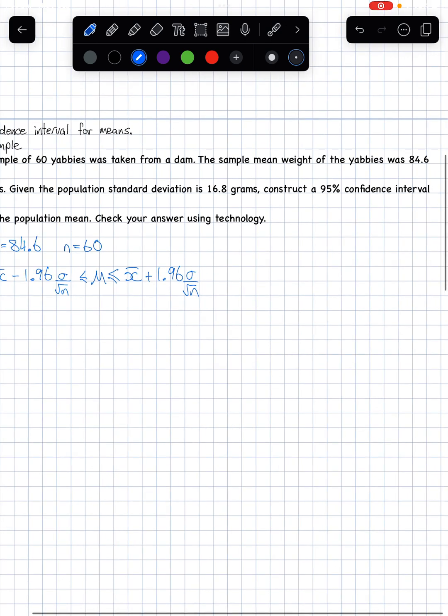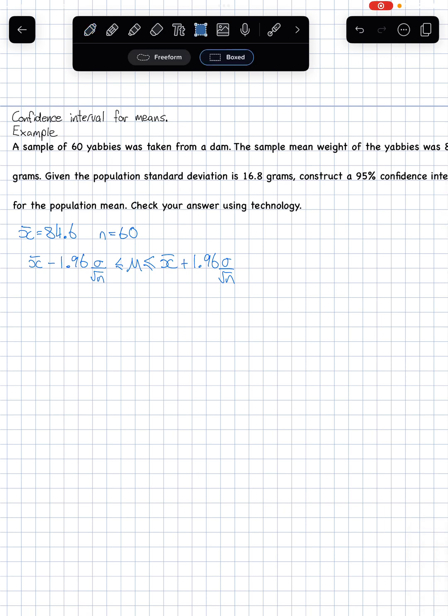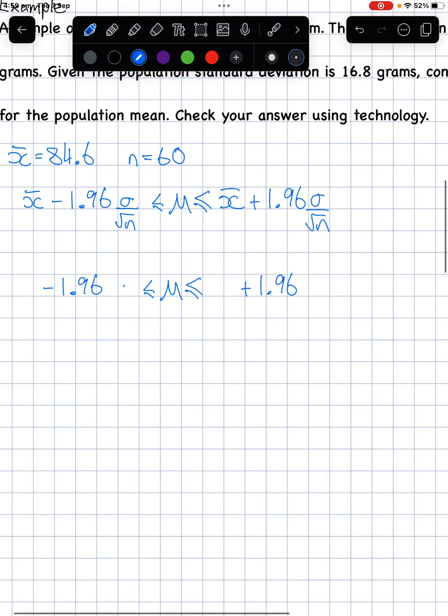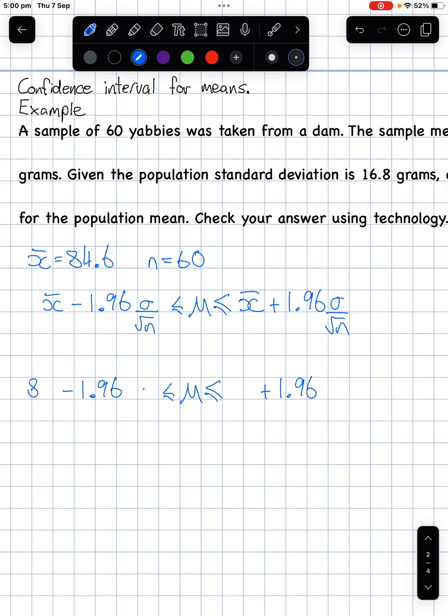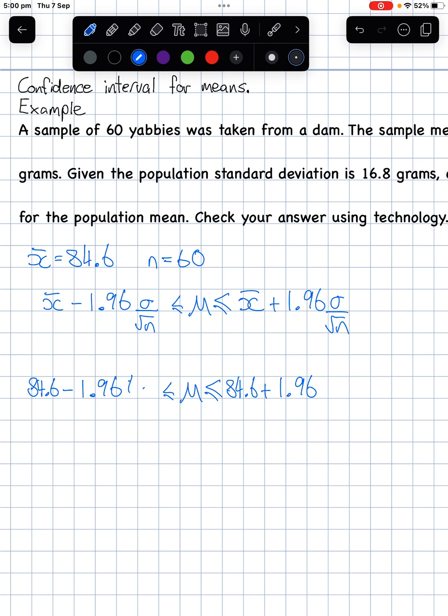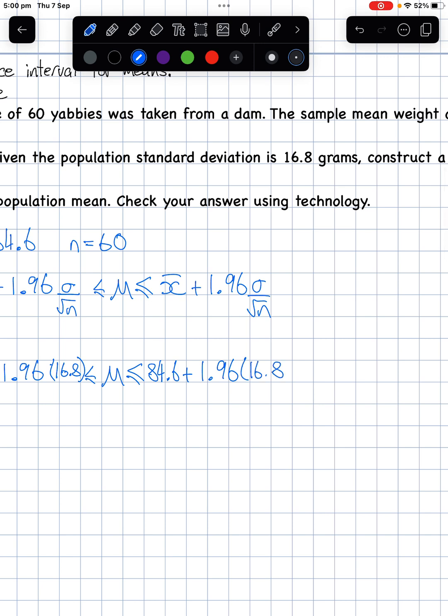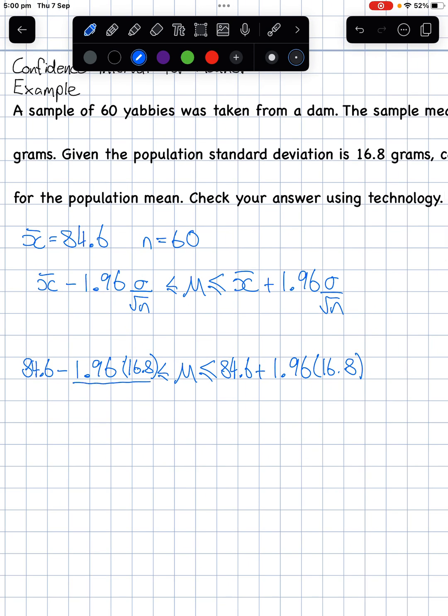Now, in this space here, let's put our values in. I'm going to be a little bit lazy and we'll copy and paste this below just to help ourselves out. So our x bar here, 84.6, was our mean. So our sample mean is 84.6 grams, and we'll put this in both. And then we've got our standard deviation on top, 16.8 grams, and then we did 60 samples, so we end up with 60 here.